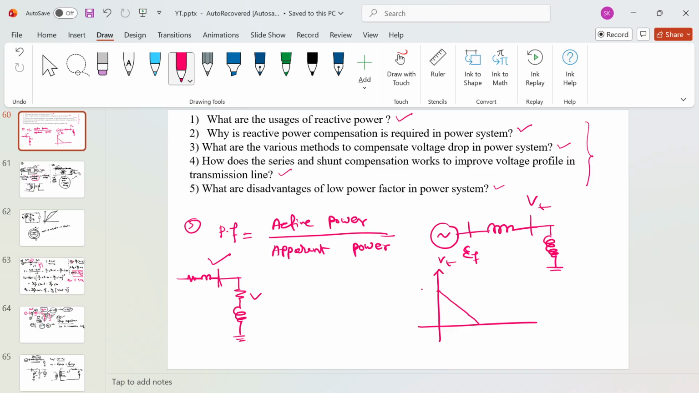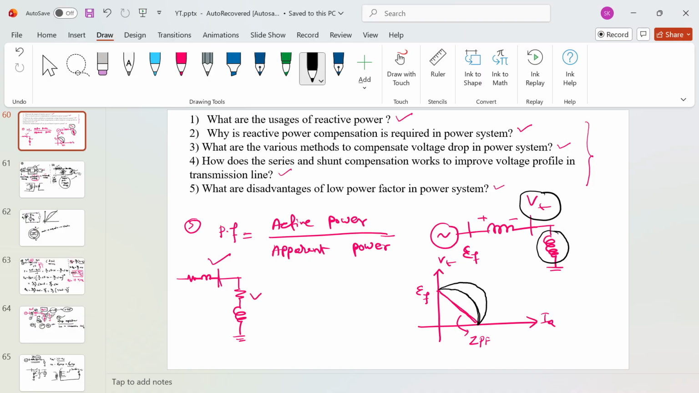So at no load the terminal voltage is EF, and as you increase the current, the terminal voltage will simply reduce. That means you are having much voltage drop here, and this is for a ZPF lagging load, purely inductive load. But if you consider something like 0.95 power factor, it will not be linear, but you will get somewhat this kind of terminal voltage profile. In this case, as the load draws more lagging current, the terminal voltage is simply reducing.